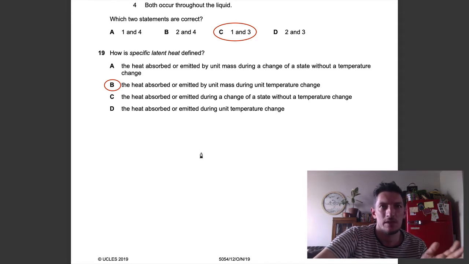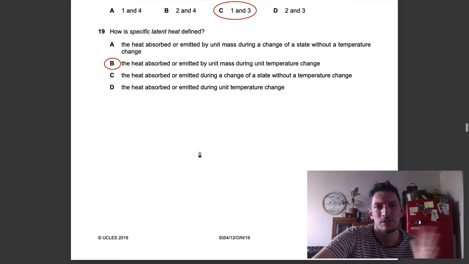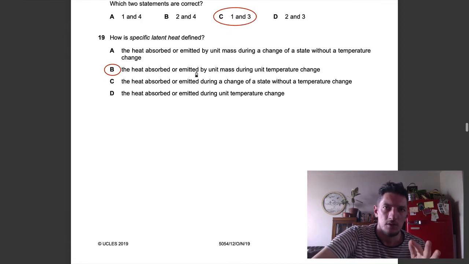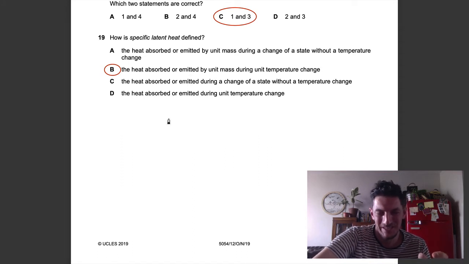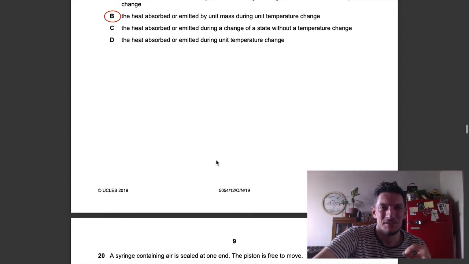It's not the same as latent heat, which is how much energy it takes to heat up something by 1 degree. Yeah, it's measured in degrees per joule kilogram. Yeah, so it's 19, number B.